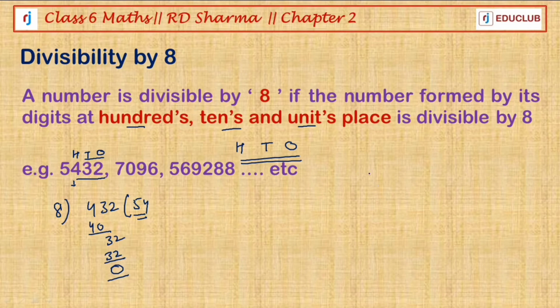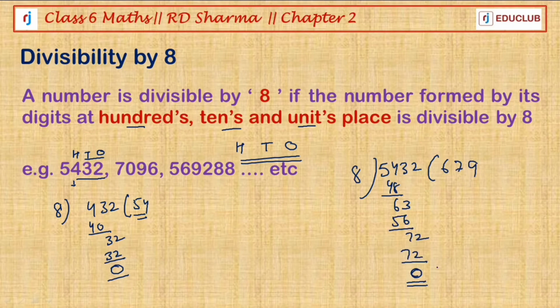We can check it practically also. 5432, the full number. 8 6s are 48, 6, 3, 8 7s are 56, 7, 2, 8 9s are 72. We are getting remainder 0, completely divisible, and we are getting the quotient 679. So this number is divisible by 8. So if the number formed by the hundreds, tens and units place digits is divisible by 8, then we can say that number is divisible by 8. This is the divisibility by 8 rule.